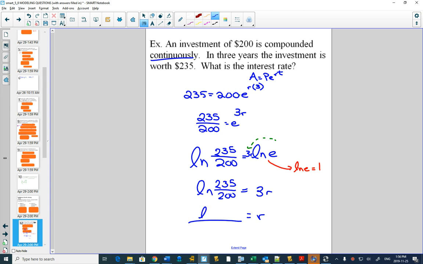And to get R by itself, just have to divide both sides by 3. Go to your calculator. Rounded to 3 decimal places, 0.054. So your interest rate would be about 5.4%.